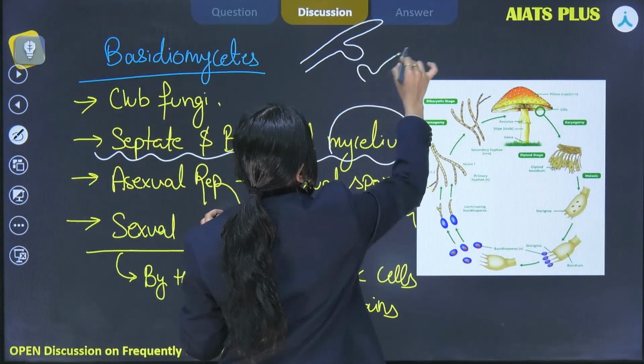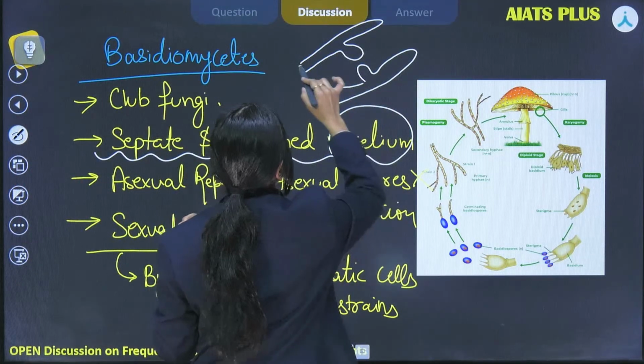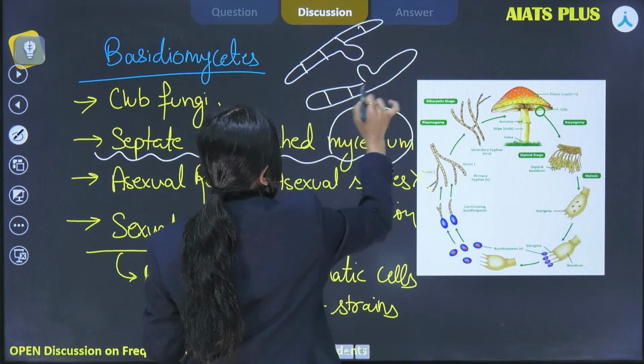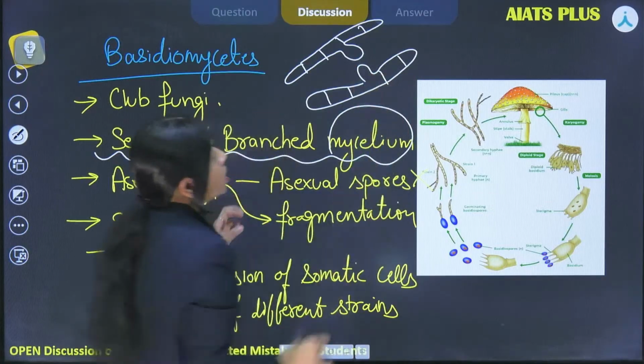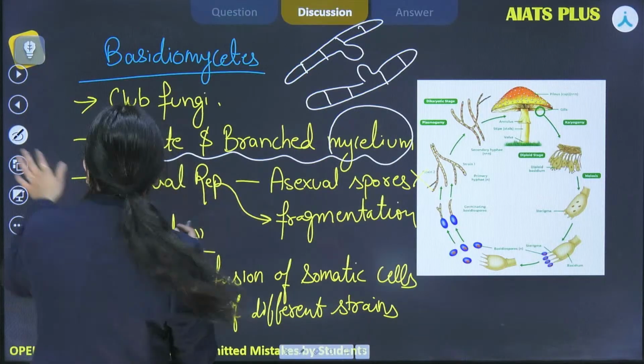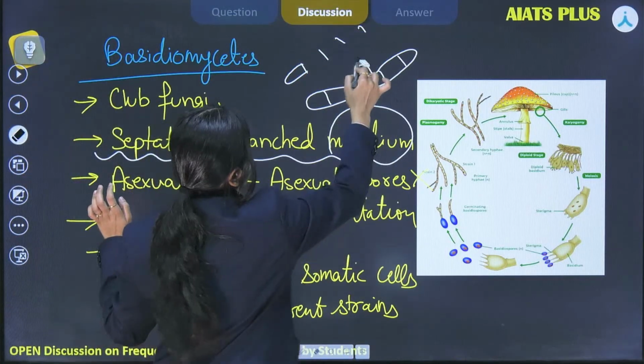This is the other parent, okay, and we have the presence of septa. Okay, now what will happen? These two mycelium will come close to each other. Okay, while they will come close to each other.